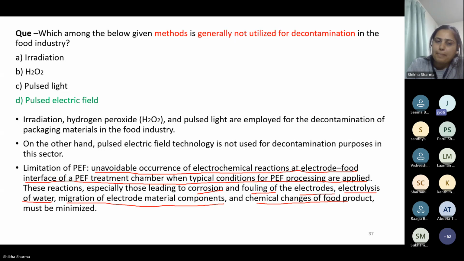Ma'am, one question also. Ma'am, generally we can say decontamination in food causes a change in the chemical activity of the food? Can you repeat? Due to contamination of food, the chemical activity of the food changes. Is it? Contamination will change it, yes.